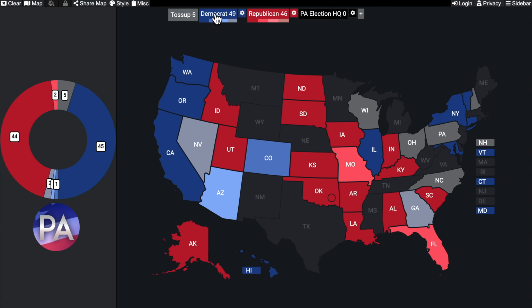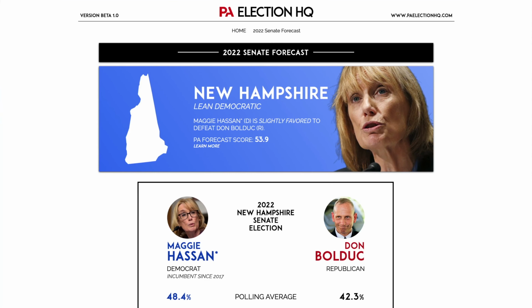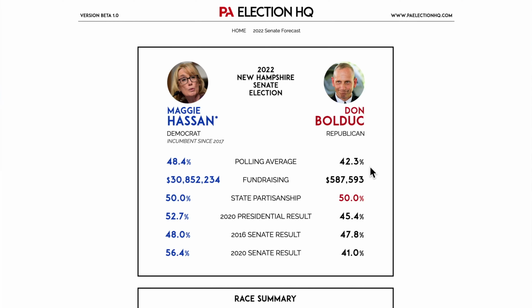Currently, it's just barely a lean Democratic state, and it does align with my personal rating as well. So New Hampshire, definitely a race that Republicans are probably not going to win, even though Don Bolduc is going to pump a ton of money into this race if he can even get it.